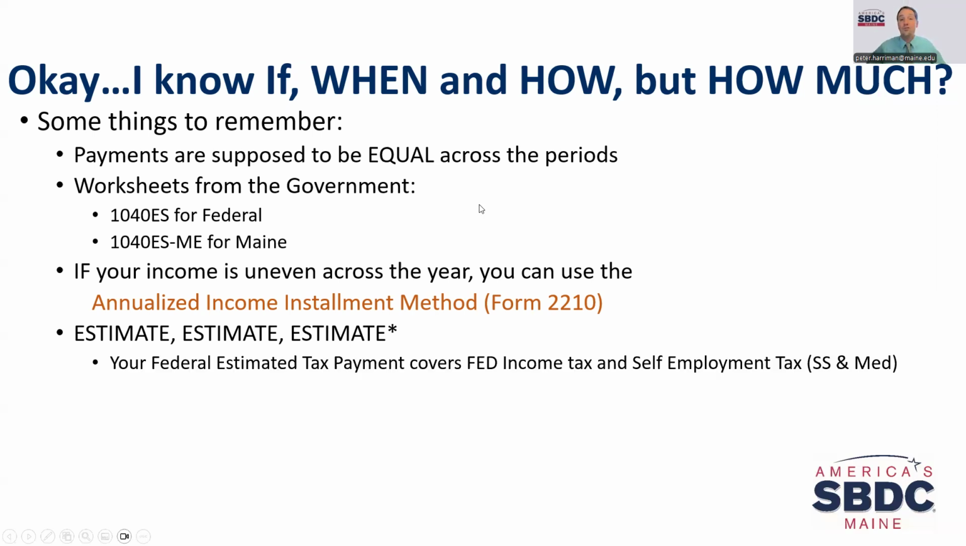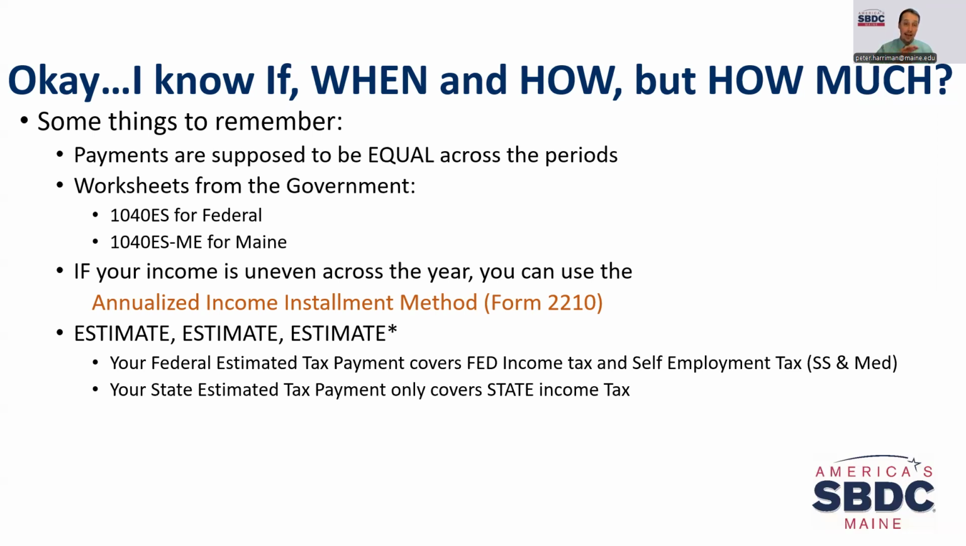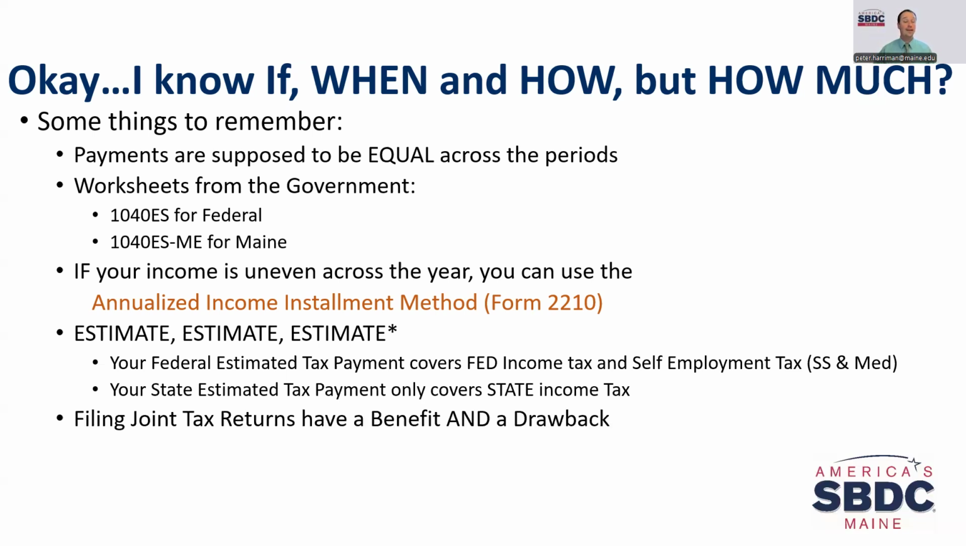Remember, when you're doing your federal payment, it's not just your income tax, it's also that self-employment tax, the Social Security and Medicare. So don't forget that. And your state estimated tax is only your state income tax, right? So that one's pretty simple, but the federal one has that extra component. So keep that in mind.